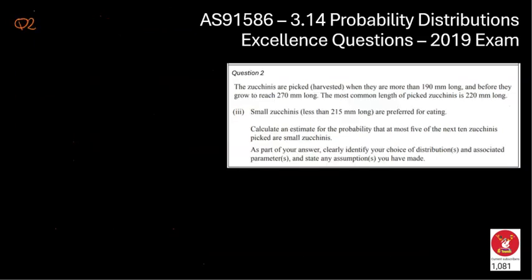Okay, we are now on to question number 2, and a similar theme with the zucchinis. We've said zucchinis are picked when they are more than 190 millimeters long, but before they grow over 270. So straight away for me, that sounds like there's going to be a minimum and a maximum. So maybe this is going to be a triangular or a uniform distribution question. Let's see. The most common length is 220. So that's really good. Most common, that's your mode, which is the peak. So that probably confirms it's going to be a triangular distribution type model.